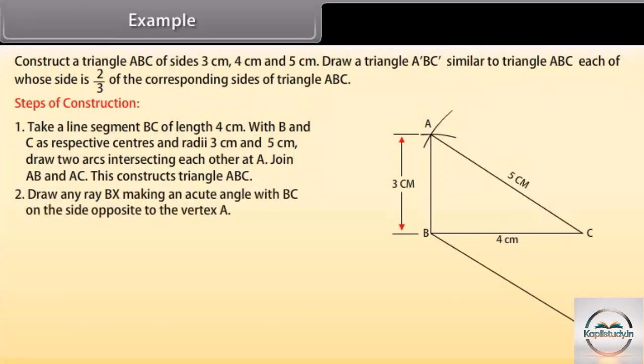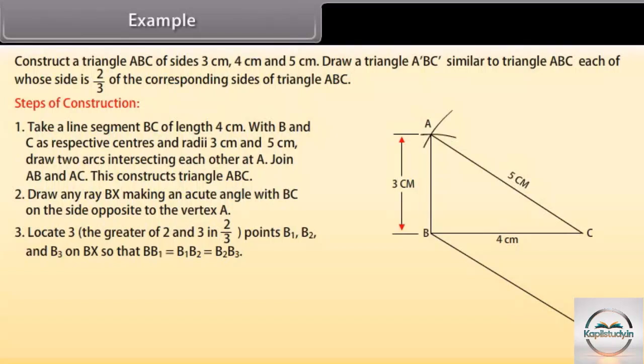Draw any ray BX making an acute angle with BC on the side opposite to the vertex A. Locate 3, the greater of 2 and 3 in 2/3, points B1, B2 and B3 on BX so that BB1 is equal to B1B2, which equals B2B3.